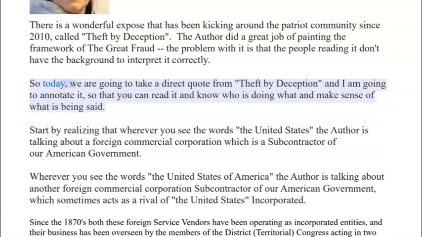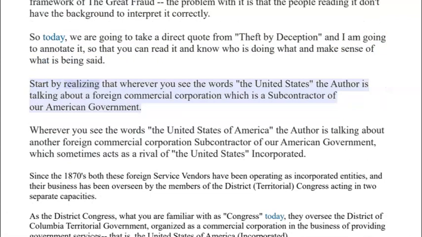So today, we are going to take a direct quote from Theft by Deception, and I am going to annotate it, so that you can read it and know who is doing what and make sense of what is being said. Start by realizing that wherever you see the words, the United States, the author is talking about a foreign commercial corporation which is a subcontractor of our American government.